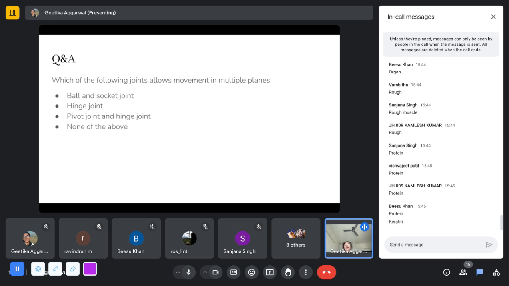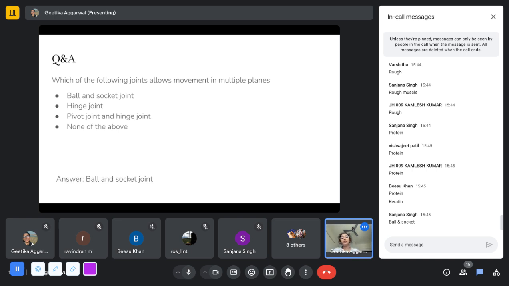Which of the following joints allow movement in multiple planes? Is it the ball and socket, the hinge joint, the pivot joint, or none of them? Which of the joints allows movement in multiple planes? The ball and socket joint. Correct. So, the ball and socket joint is one such joint which allows movement in multiple different planes.